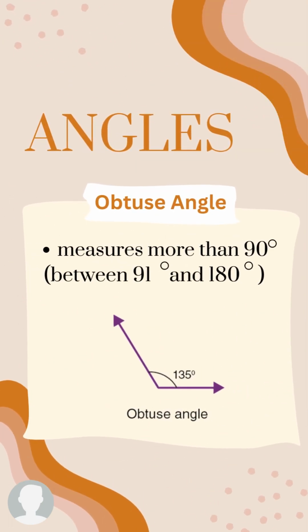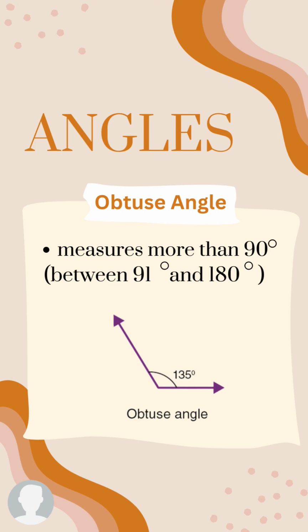Next, we have obtuse angles. They measure more than 90 degrees. So that will be anywhere between 91 and 180 degrees. So if you have a right angle and compare it to an obtuse angle, the obtuse angle's opening is going to be larger than a right angle.